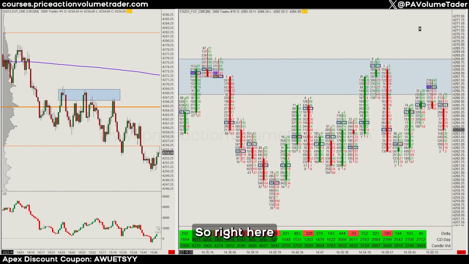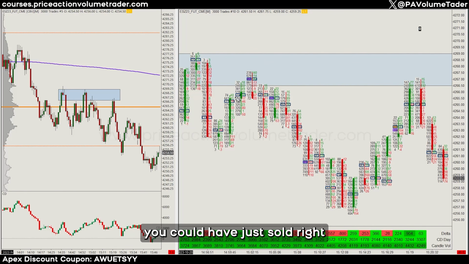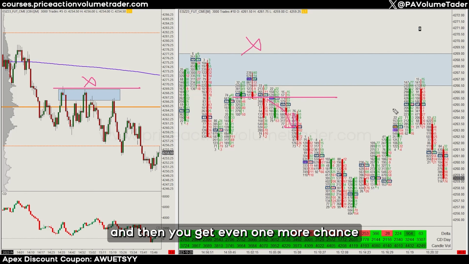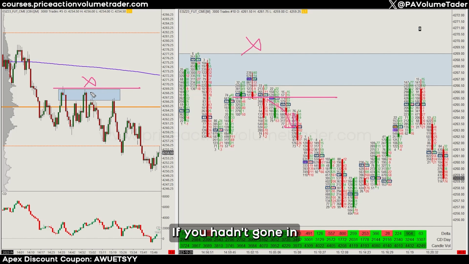So right here on this candle, you could have just sold right when this candle closed and we started breaking down, and you know that your protection, your stop loss would go right beyond the high volume node area. And then you get even one more chance. If you hadn't gone in on any of these ones, then let's look at what happens on this last one.